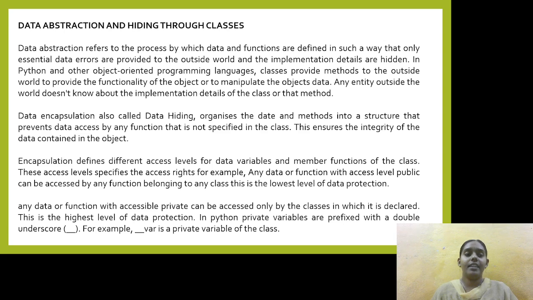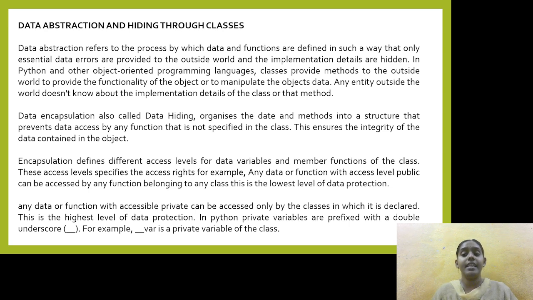Next, data abstraction and hiding through classes. Data abstraction refers to the process by which data and functions are defined in such a way that only essential details are provided to the outside world, and the implementation details are hidden. In Python and other object-oriented programming languages, classes provide methods to the outside world to provide the functionality of the objects or to manipulate the object's data.